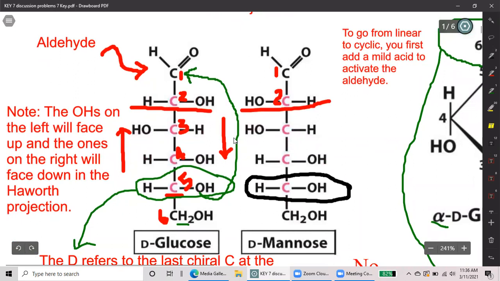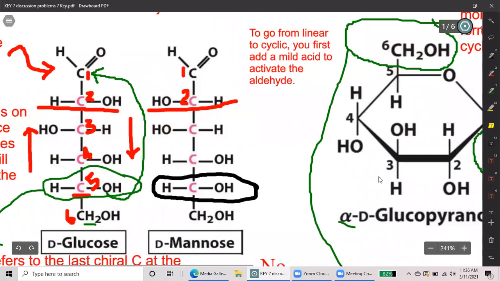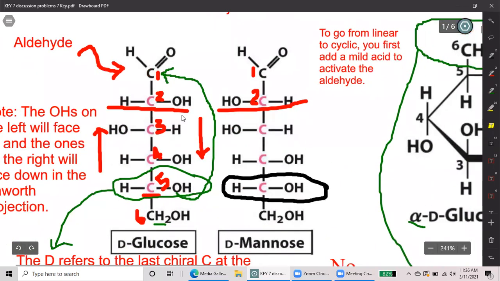Let's see. Okay, so then there's a few other rules. Anything on this right-hand side is going to be facing downward on the Haworth, and anything on this left-hand side is going to be facing upward in the Haworth, except for this stuff here at the bottom, because a rotation occurs and then this changes.